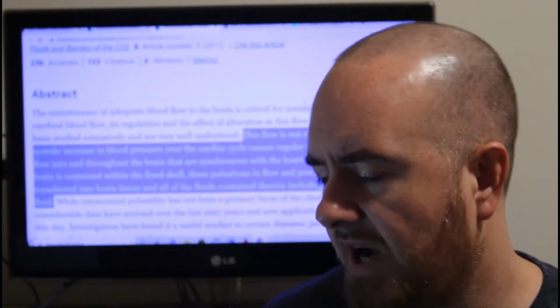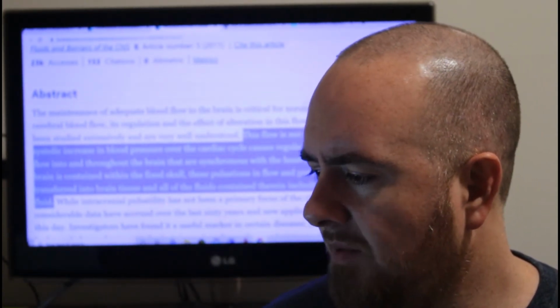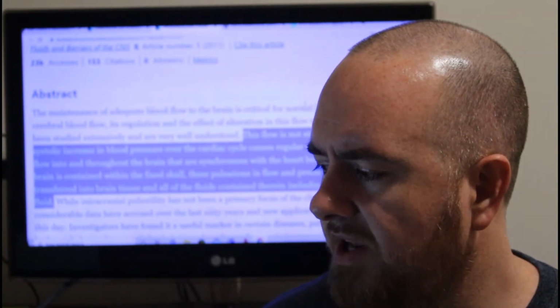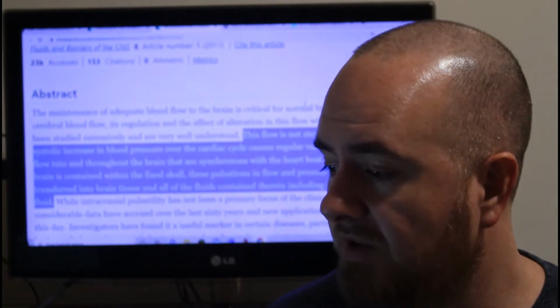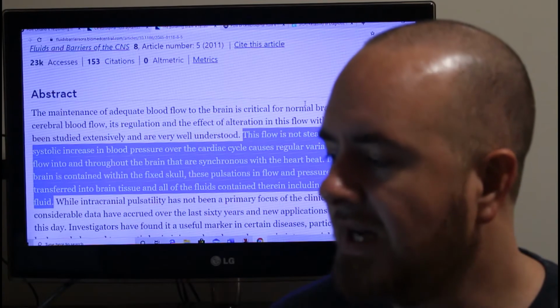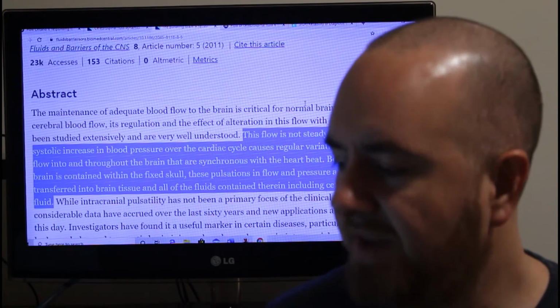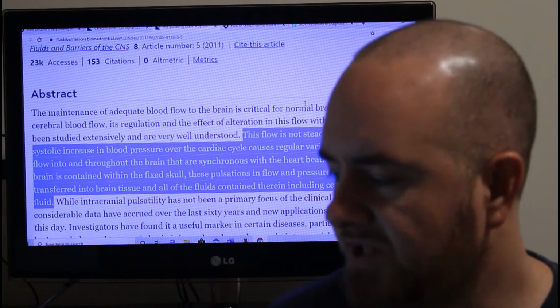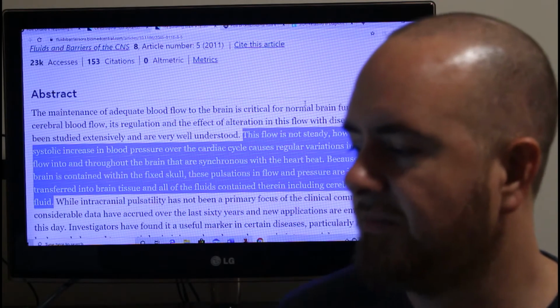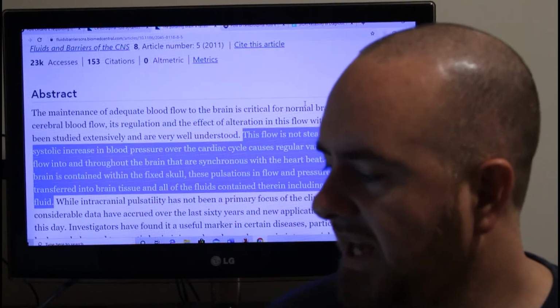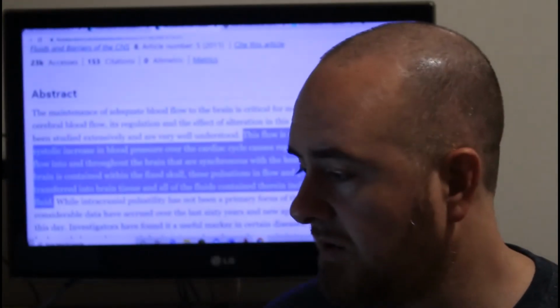So what I have highlighted here, this flow is not steady. However, the systolic increase in blood pressure over the cardiac cycle causes regular variations in blood flow into and throughout the brain that are synchronous with the heartbeat. Because the brain is contained within the fixed skull, these pulsations in flow and pressure are in turn transferred into the brain tissue and all of the fluids contained therein, including cerebrospinal fluid.